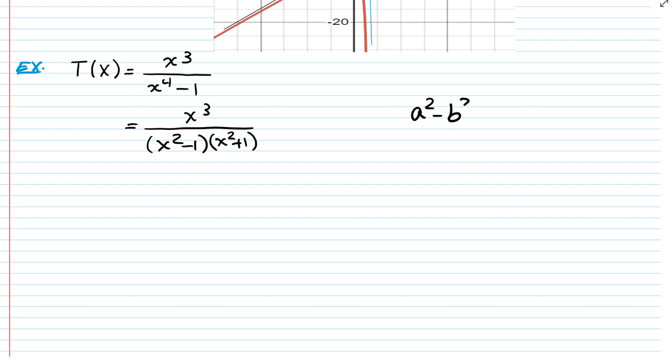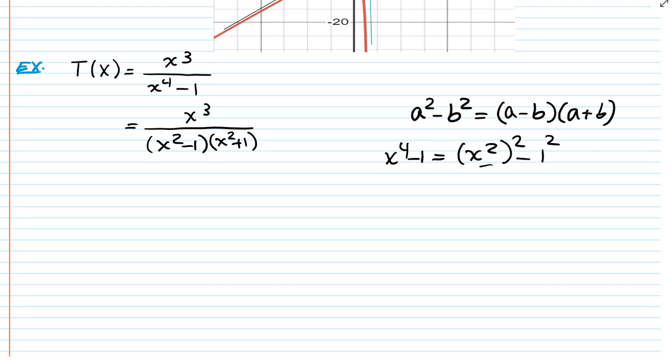I'm using this special factoring formula for difference of two squares. And the squares, by the way, x to the 4th minus 1, that's like x squared squared minus 1 squared. So here's your a and there's your b in the general form. Okay. Now x squared minus 1 in the denominator, that itself could be written again using difference of two squares as x plus 1, x minus 1, and then x squared plus 1. So that's a complete factored form.